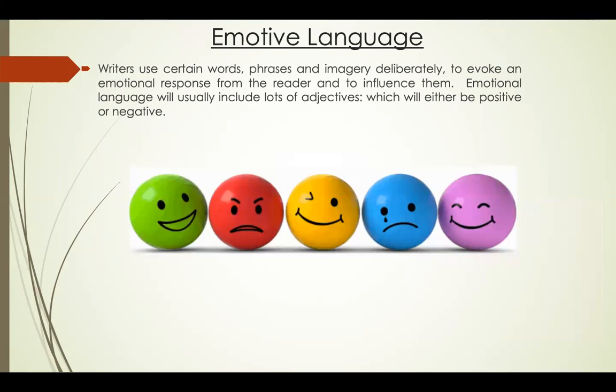So the first language technique that we are looking at is emotive language. Emotive language is when writers use certain words, phrases, and imagery deliberately to evoke an emotional response from the reader and to influence them. Emotive language will usually include lots of adjectives, which will either be positive or negative.